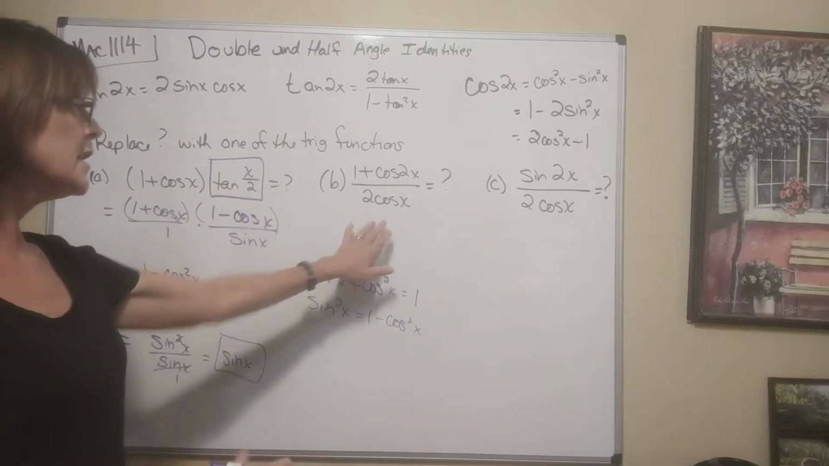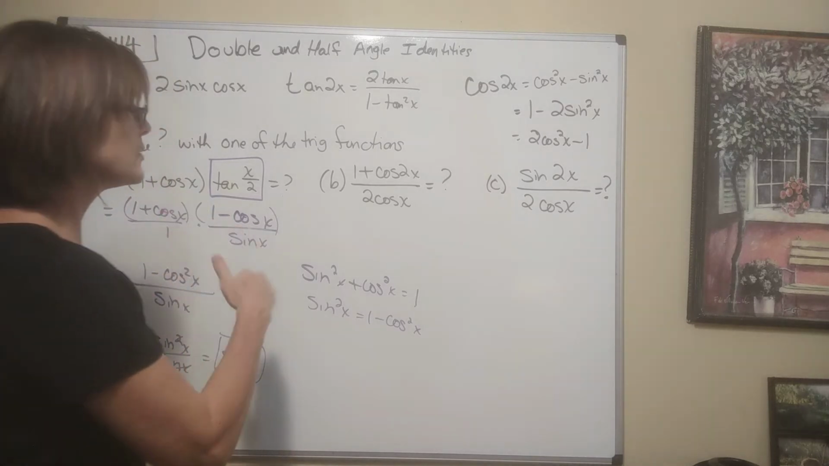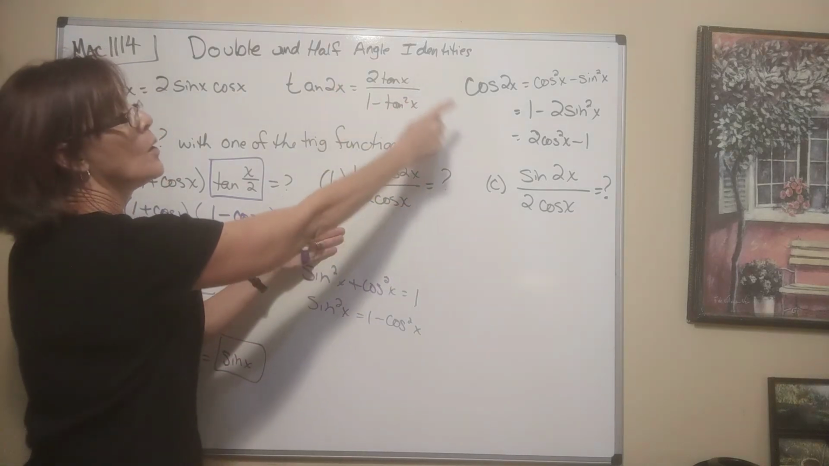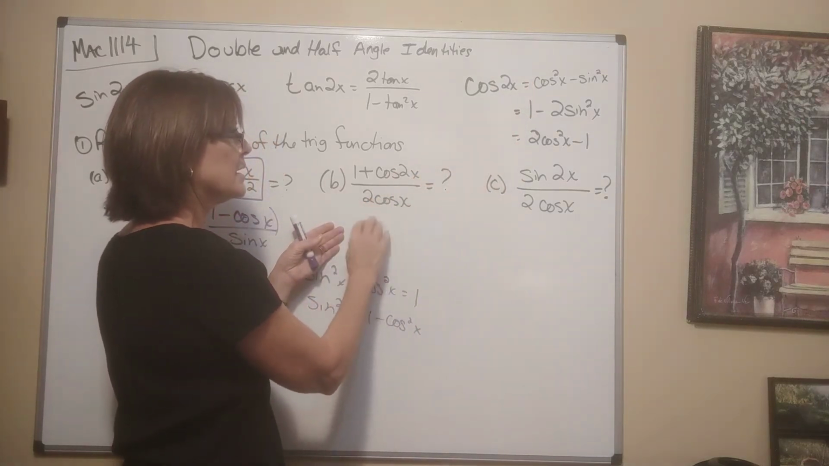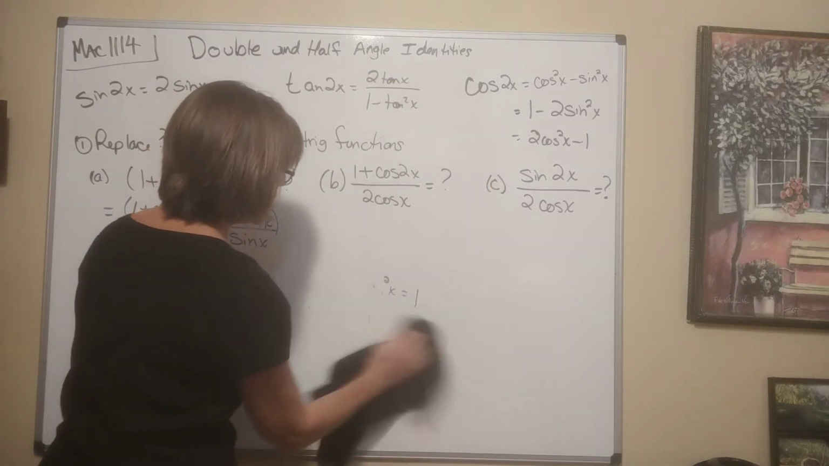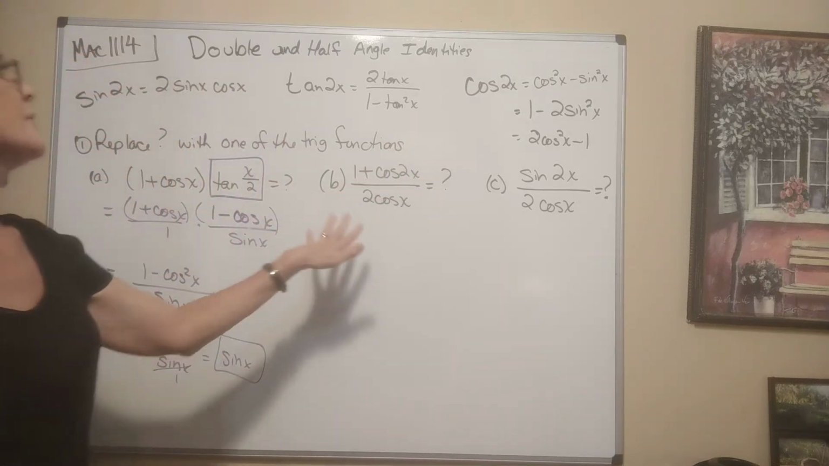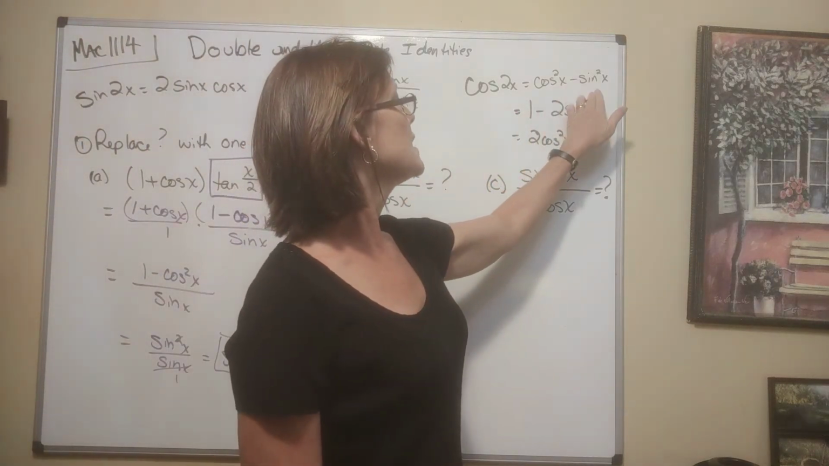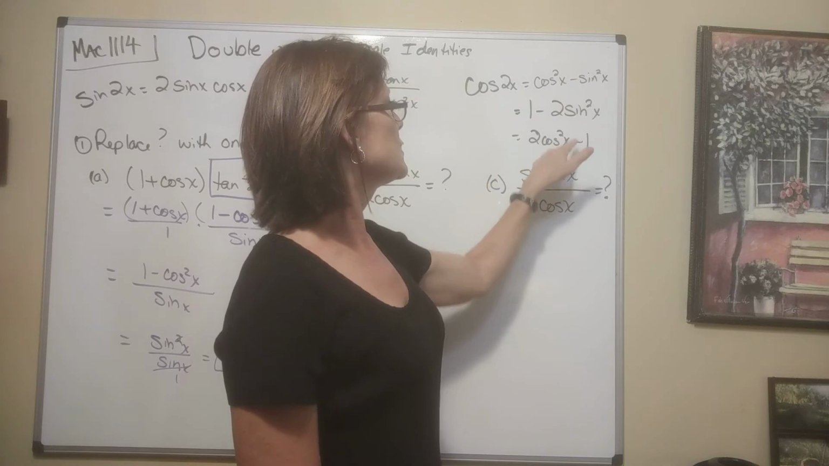All right, let's try B. We have 1 plus the cosine of 2x over 2 cosine x. And we want to try to work with this, and replace this cosine of 2x with one of these identities, either this one or this one or this one, in order to simplify this. So we have choices for which one we want to use when we're doing the cosine of 2x. That double angle, we have different identities we can use. So if I want to simplify this into one trig function, am I going to use cosine squared x minus sine squared x, or 1 minus 2 sine squared x, or 2 cosine squared x minus 1?